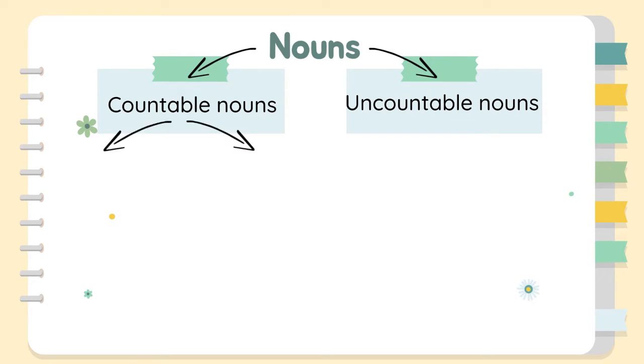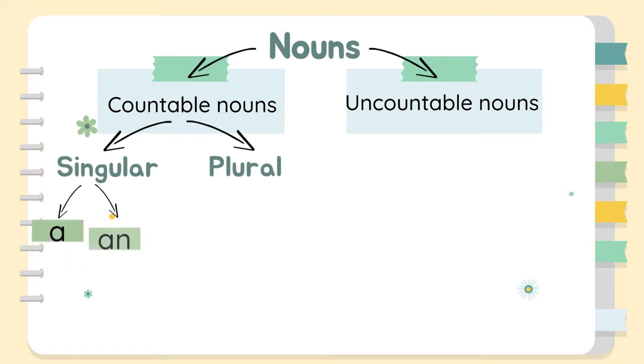Countable nouns, we have either singular nouns or plural nouns. Singular nouns mean one, plural means more than one. If the noun is in singular form, we need to use a or an. A is used with words that start with a consonant, while an is used with words that start with a vowel. That's all. Very easy. Now, how about if the noun is plural?